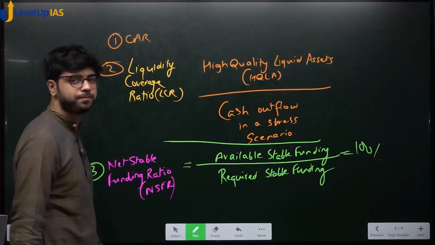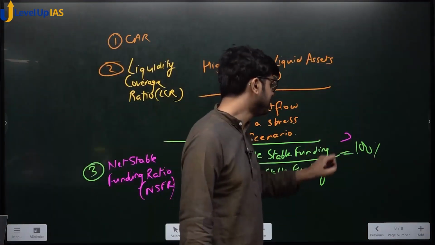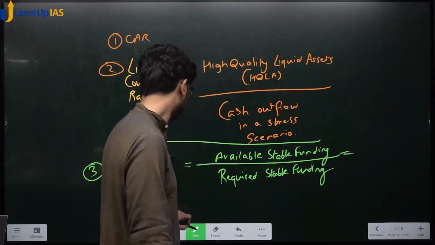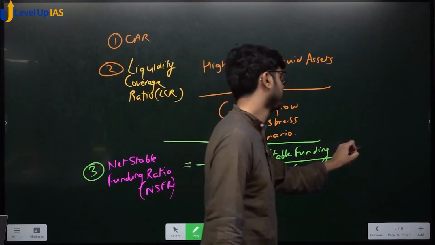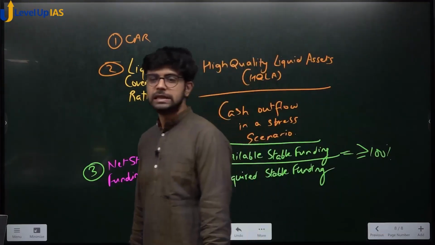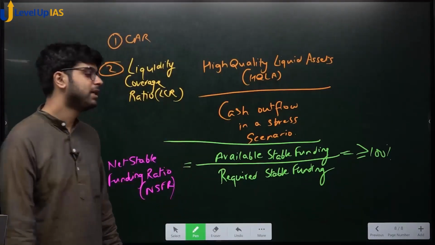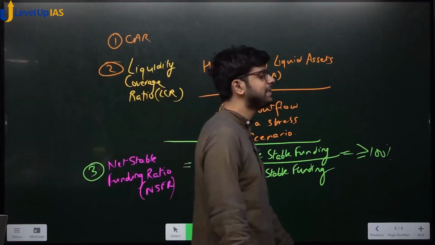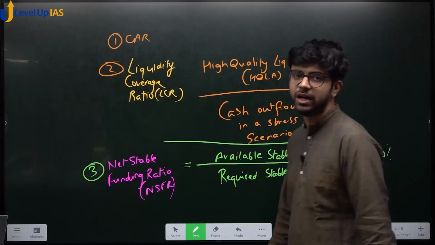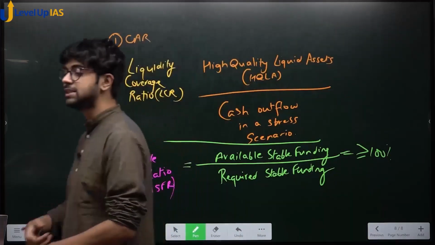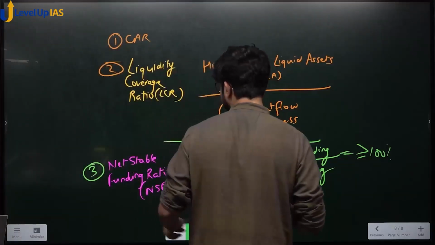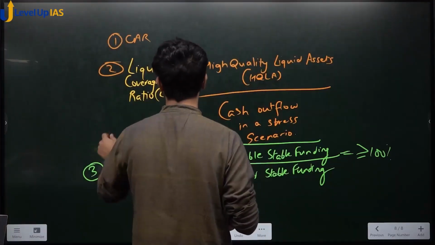How much is the minimum net stable funding ratio required? How much is the minimum? 100% minimum. The net stable funding ratio is minimum 100%. Sir, what is the net stable funding ratio? It is nothing but available stable funding upon required stable funding. Sir, how much is required, how much is available? Leave it. This is called the net stable funding ratio.